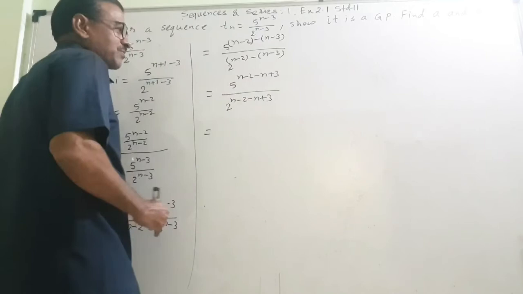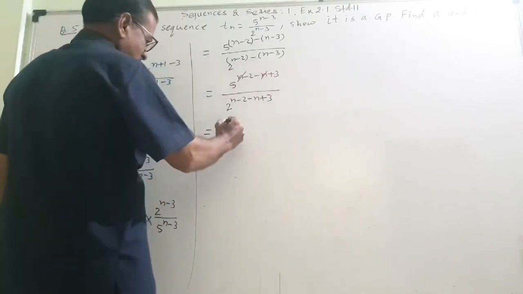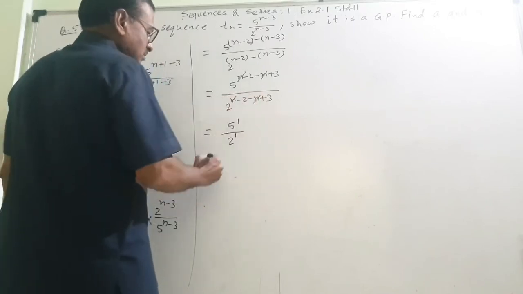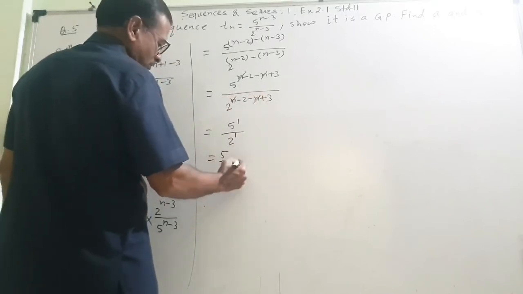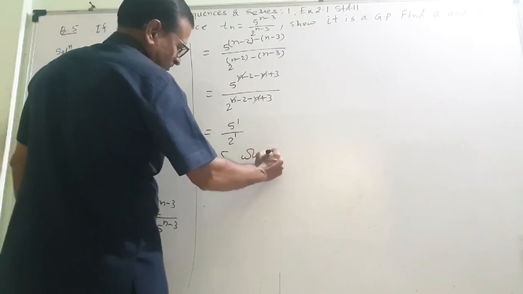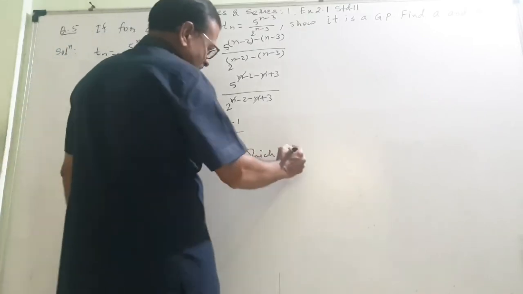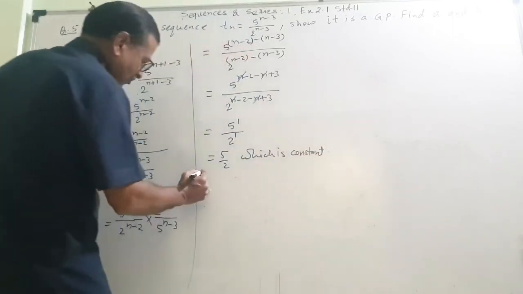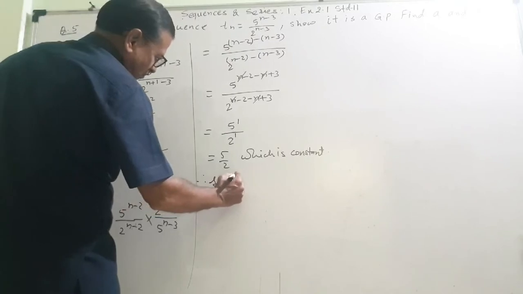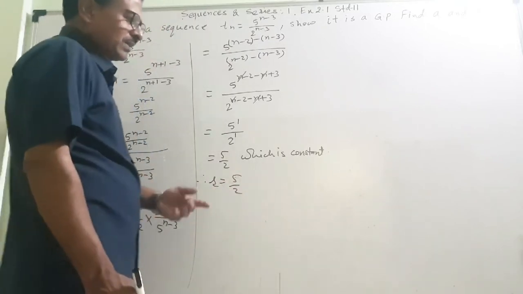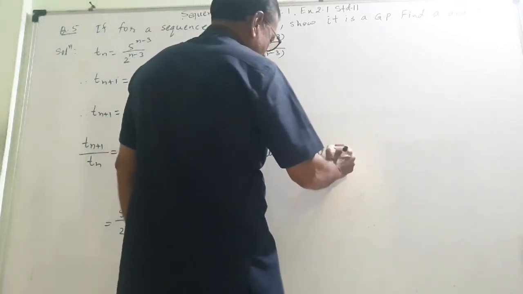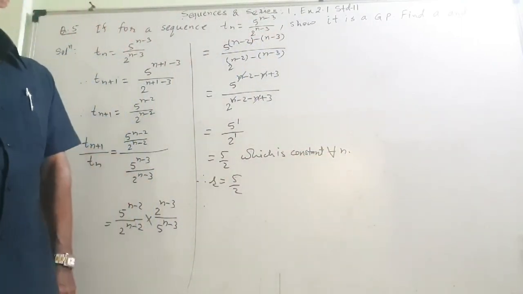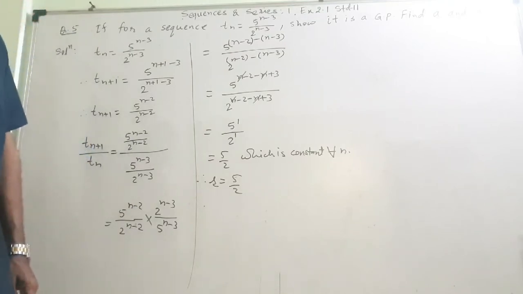So that is equal to, this will get cancelled, and this will be 5 raised to 1 upon 2 raised to 1. This will get cancelled. So that is equal to 5 upon 2, which is constant. Therefore, R is equal to 5 upon 2. In the textbook, it is written for all n, this way. If you want to write, you can write. Okay.